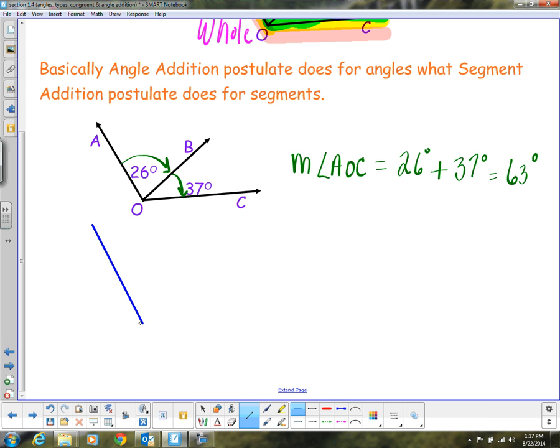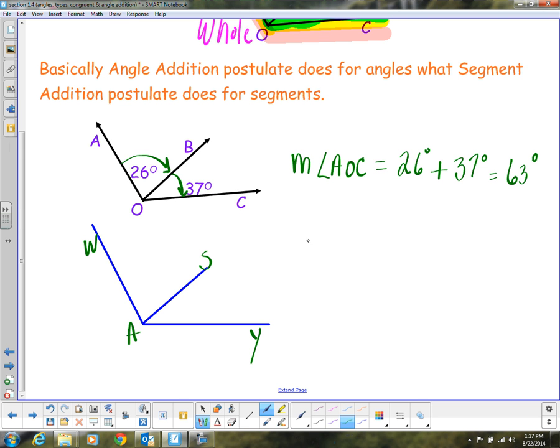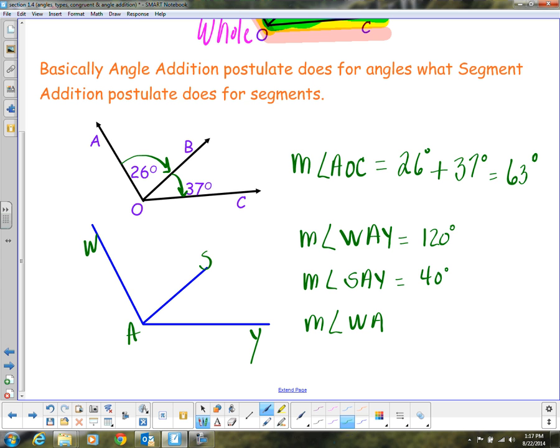All right, so I've got this angle, and we'll call it WAY, and this can be an S. And suppose now I tell you that the measure of angle WAY is 120 degrees. Suppose I tell you that the measure of angle SAY is 40 degrees. I want you to find the measure of angle WAS. So what have we been given this time?